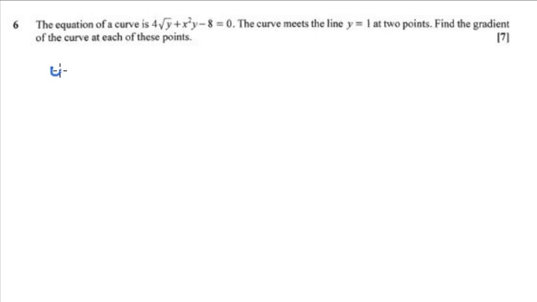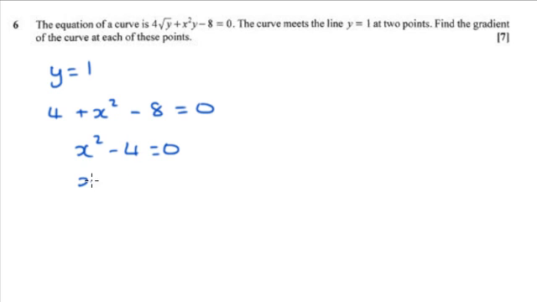If we substitute y into the equation, we're going to get 4 times 1, so just 4, plus x squared times 1 again, take 8 equals 0. So that's x squared, 4 take 8 is negative 4. So x is going to be plus or minus 2. So our 2 points of intersection where the curve hits the line y equals 1 are at (2, 1) and (minus 2, 1). And they want us to calculate the gradient at these 2 points.